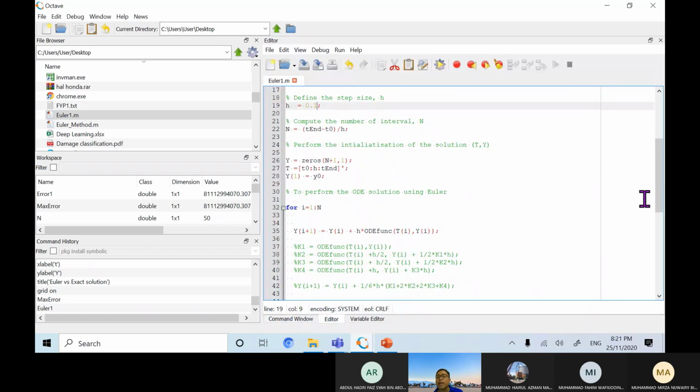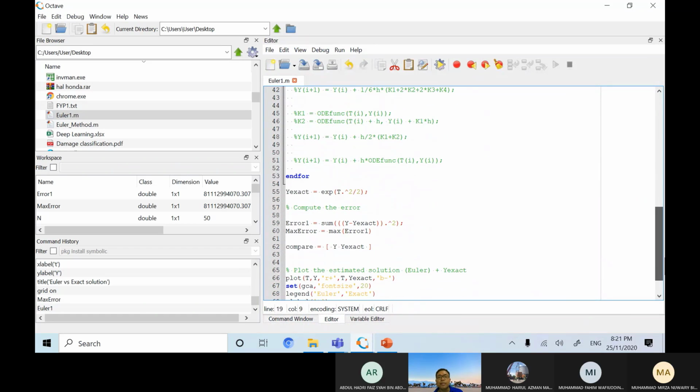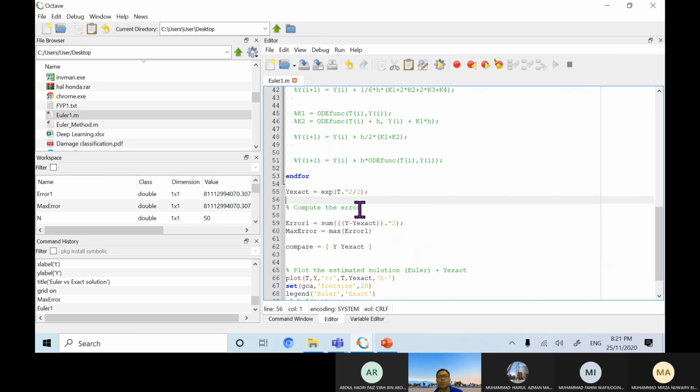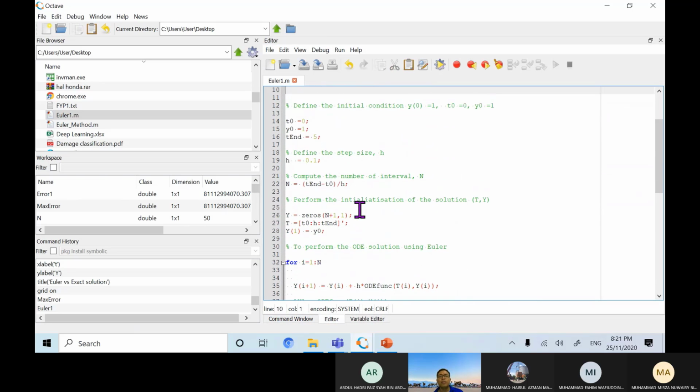So I think where is the error? Jadi saya nak tengok command error saya. My error 1, my max error. Ini saya punya error. 81, tak tahu lah berapa besar ni. Memang besar lah. Kita nak nilai ni sepatutnya hampir sifar. So meaning that by 0.1 is not so good also. Even though gambar tu nampak macam bagus, tak bagus juga.